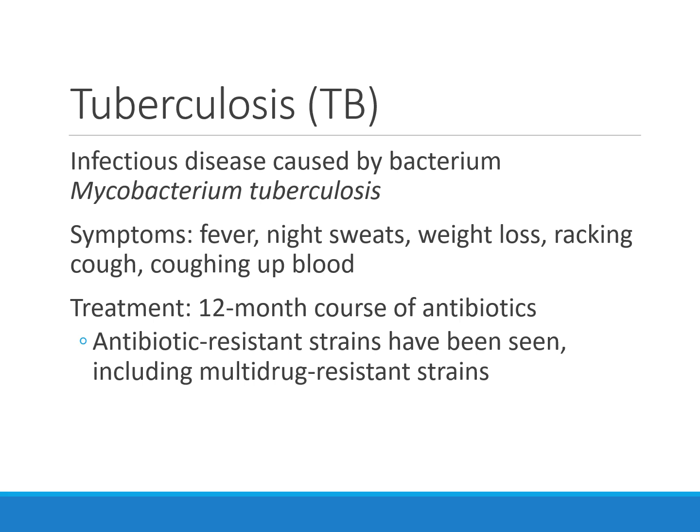Tuberculosis is an infectious disease caused by the bacterium Mycobacterium tuberculosis. The symptoms include fever, night sweats, weight loss, racking cough, and blood in the sputum, or the mucus that they're coughing up. The problem is that to cure it, you have to stay on antibiotics for 12 months, and most people won't stay on antibiotics for that long. And so they end up with antibiotic resistant strains that are now resistant to multiple drugs.